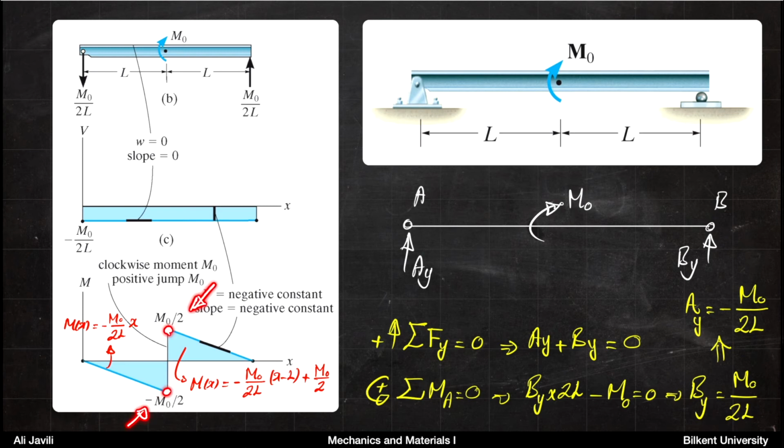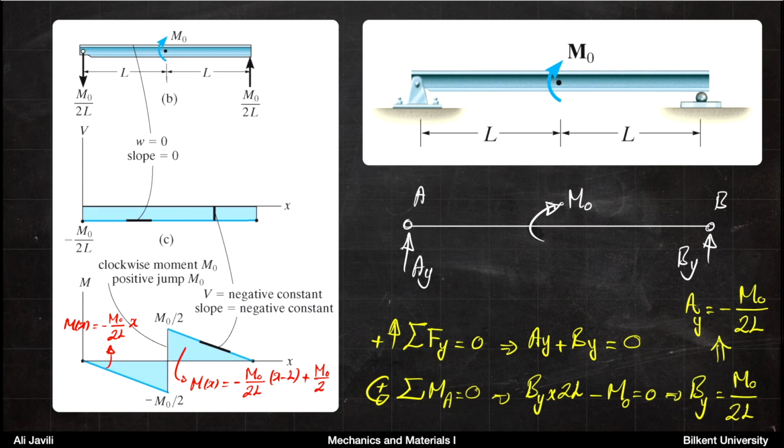But then again, you start from that point and the slope of the line is minus M0 divided by 2L, similar to the slope of the line here. So these two lines are parallel because they have the same V, they have the same slope. And then at the end, again, the moment would be 0, which is no surprise because at the end, you have a roller and it also cannot support any moment.